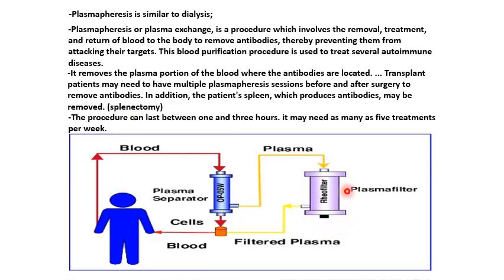So this is what is plasmapheresis. It is called plasma exchange, which involves the removal, treatment, and return of the blood to the body to remove the antibodies, thereby preventing them from attacking their targets. This blood purification procedure is quite widely done in several autoimmune diseases, which are due to these antibodies. So the blood cells and plasma are separated, and this plasma gets filtered, and these antibodies which are present in the plasma are filtered, and the filtered plasma is again transfused into the body. That is what is plasmapheresis, which is done to cure this pemphigus vulgaris.